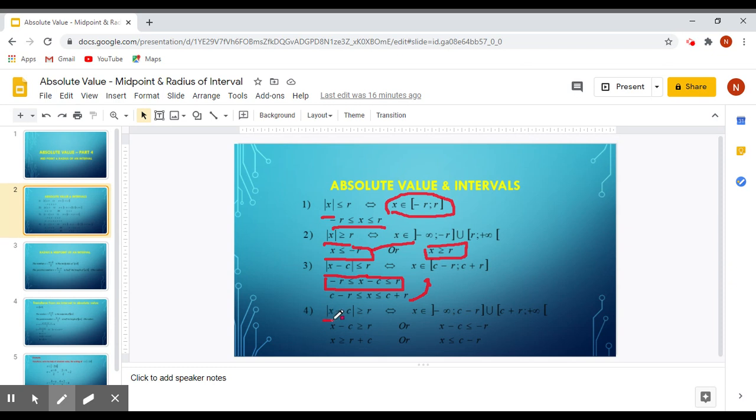If I have absolute value of x minus c bigger or equal to r, it means x minus c is bigger or equal to r, or x minus c is less than or equal to minus r. Getting the c to the other side will give me x bigger or equal to r plus c, and here x less than or equal to c minus r. Hence, x belongs to the interval (minus infinity, c minus r] union [c plus r, plus infinity).